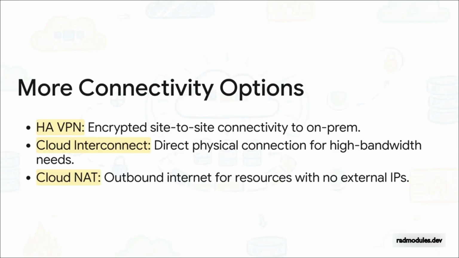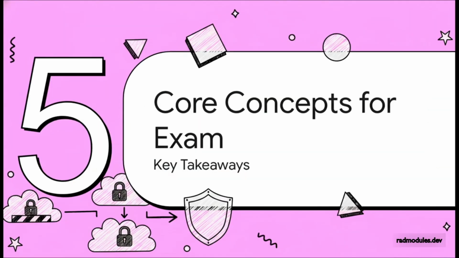And finally, a few more connectivity tools you'll definitely need to know. For connecting securely back to your on-prem data center, you've got HA VPN for an encrypted tunnel, or Cloud Interconnect for a dedicated physical connection when you need massive bandwidth. And like we just saw, Cloud NAT is your go-to for letting your private resources safely make outbound connections to the internet.